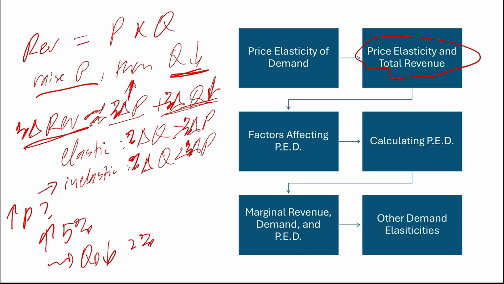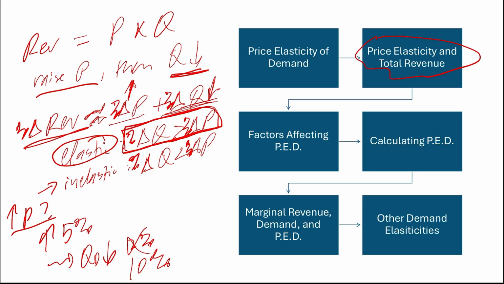But if demand is elastic, then the quantity demanded change is bigger than the price change. In that case, if we raise the price, quantity demanded would go down by more than price would increase. And in that case, our total revenue would be going down as we raise the price.